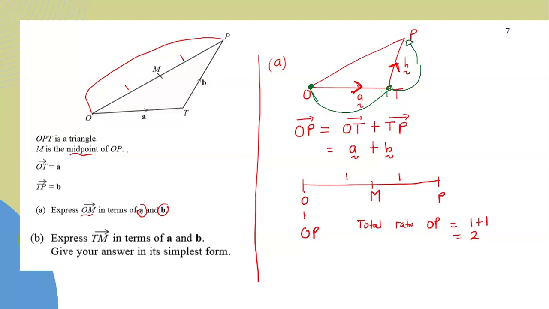That means that from O to M, O to M is equivalent. Since it has only 1 part, it is going to be 1 out of the total ratio, which is 2, of the whole line of O to P. That is O to M. Kindly let me know whether we're on the same page. We have said that O to M has 1 part of the 2 parts that make up the line O to P. Kindly, is this clear?